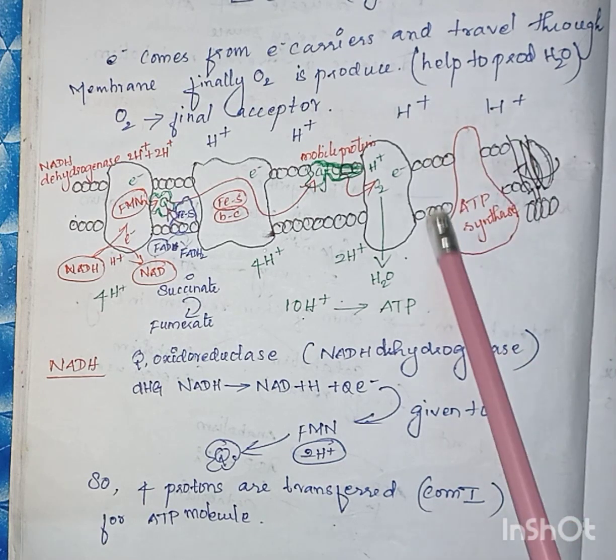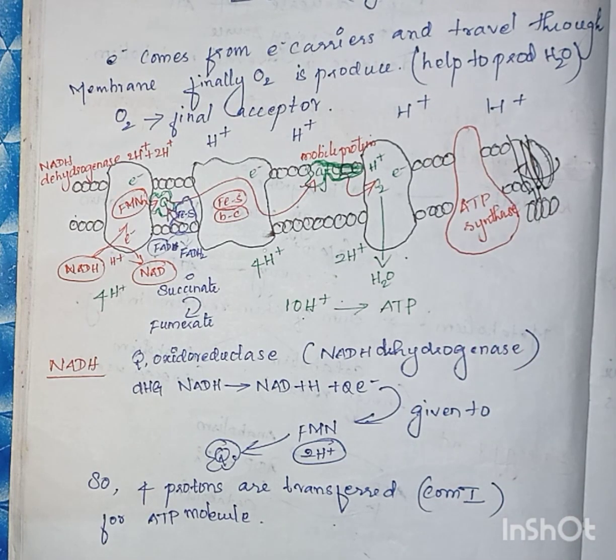So this is the ATP synthesis. This is also called phosphorylation, where ATP will be generated by the last enzyme, ATP synthase. Okay, so this is all about the ETC.